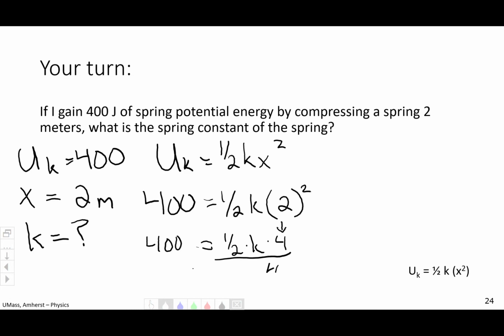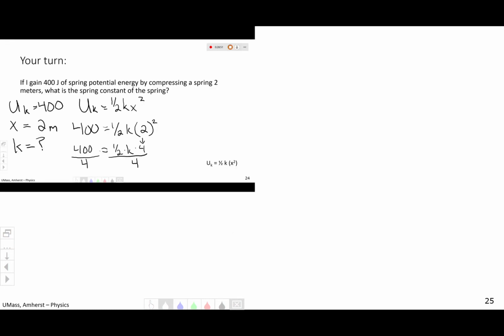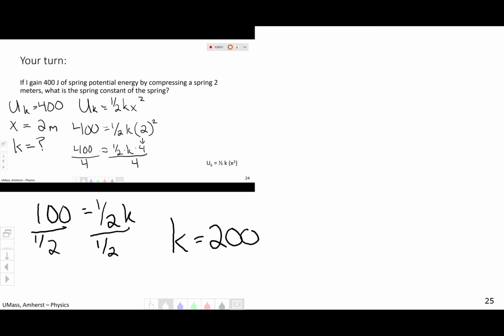So 1/2 k times 4 equals 400. Divide by 4. We have 100 equals 1/2 k. So divide by 1/2 means multiply by 2. K is 200 newtons per meter. Okay.